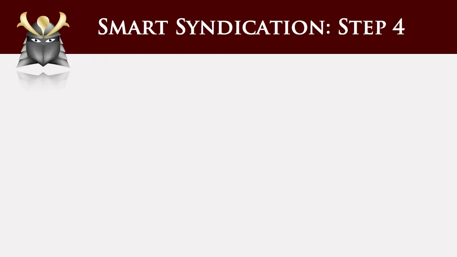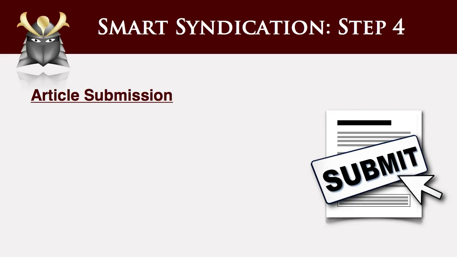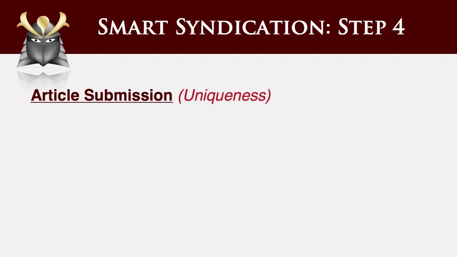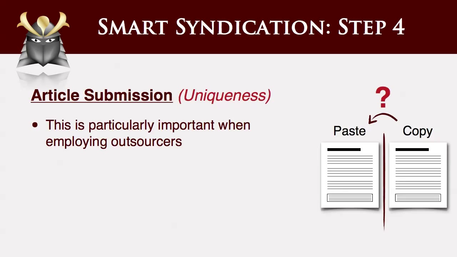We now come to the 4th step in the smart syndication process, which is article submission. When it comes to submitting your articles, there are 4 important tips that we uncovered by grilling the SEO pros. The first tip relates to checking article uniqueness. This is something that is particularly important when employing outsourcers to write your content.